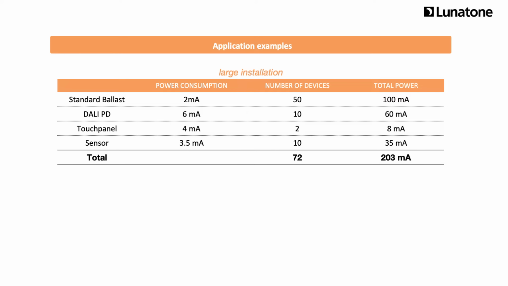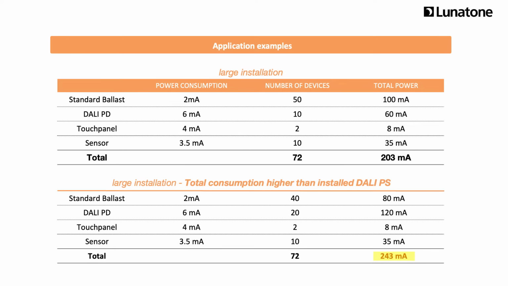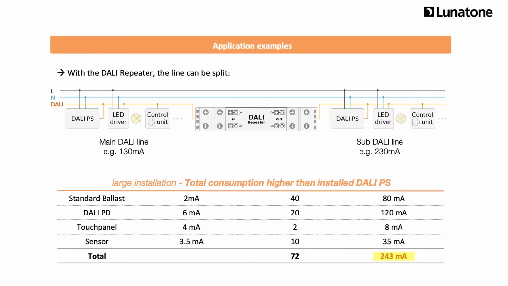In a large application with many control gears, sensors, and control devices, the DALI current can reach 200 mA. There are also applications where the maximum of 250 mA is almost exceeded, as shown here with 40 standard control gears, phase dimmers, and some other control devices reaching a total of 243 mA. This is not ideal and requires a special solution to extend the system. For these situations, Lunatone offers extensions, such as the DALI repeater, that divides the DALI bus physically and allows a power supply on each side.